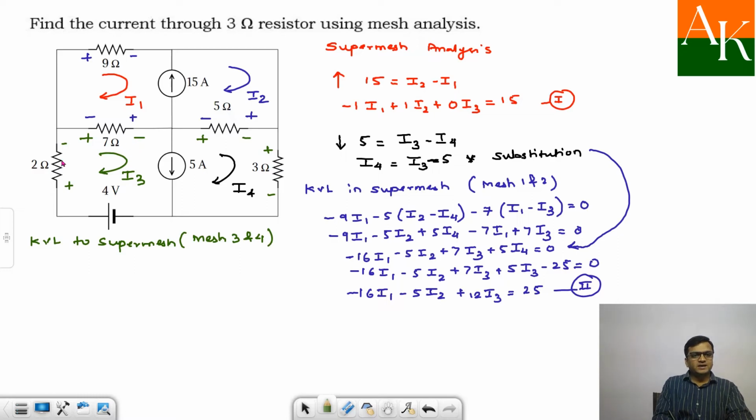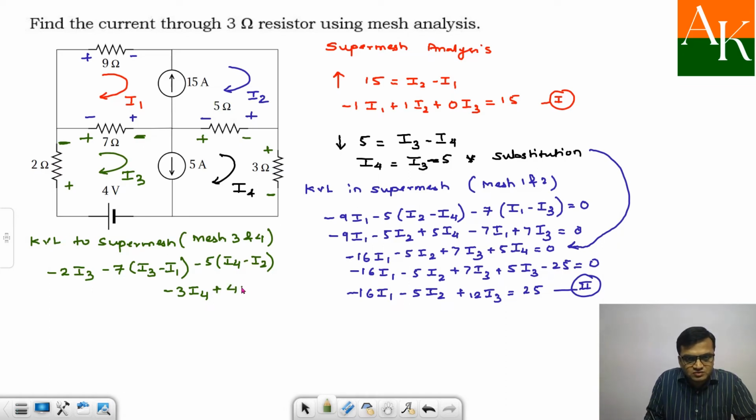So I am starting at, let's say, this point. So minus 2i3, correct? Minus 2i3. So I started at this point. Minus 7 times i3 minus i1. Minus 5 times i4 minus i2. Minus 3i4. And then we are coming over here plus 4. And we have completed the path. So plus 4, and that is equal to 0. So you solve this thing.